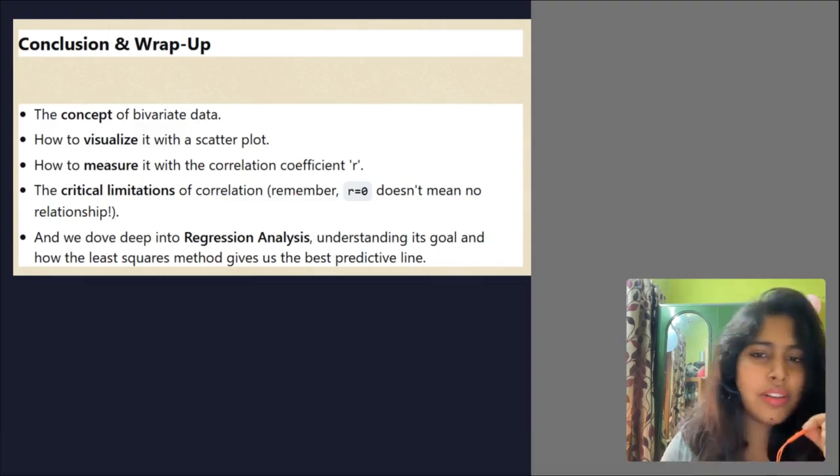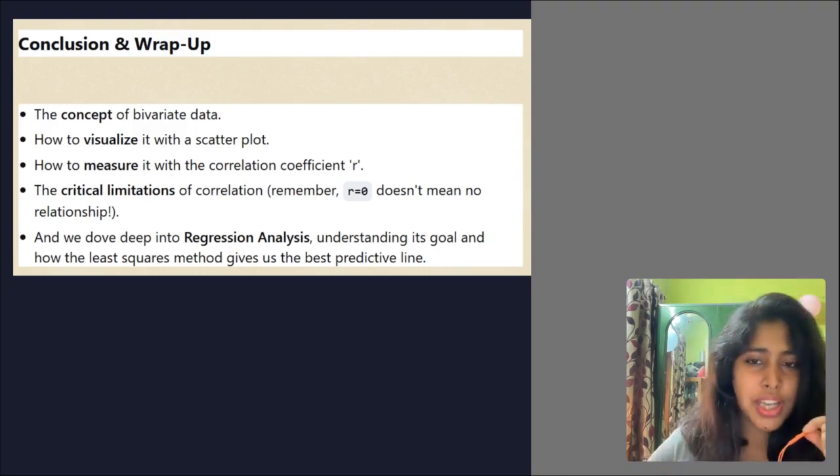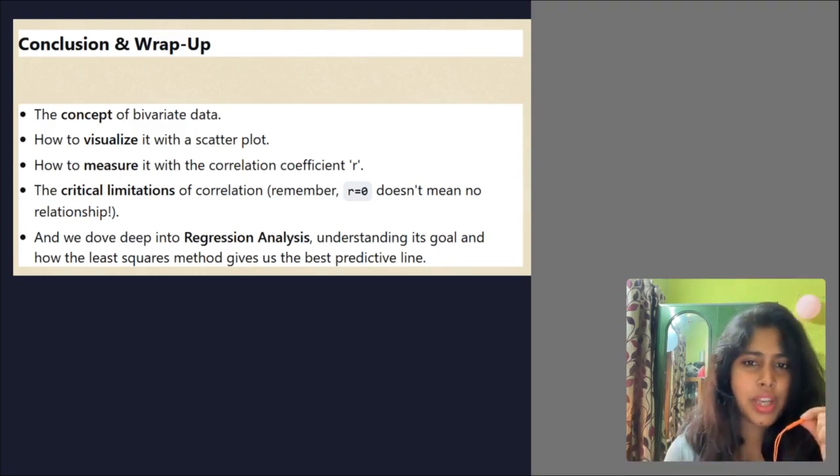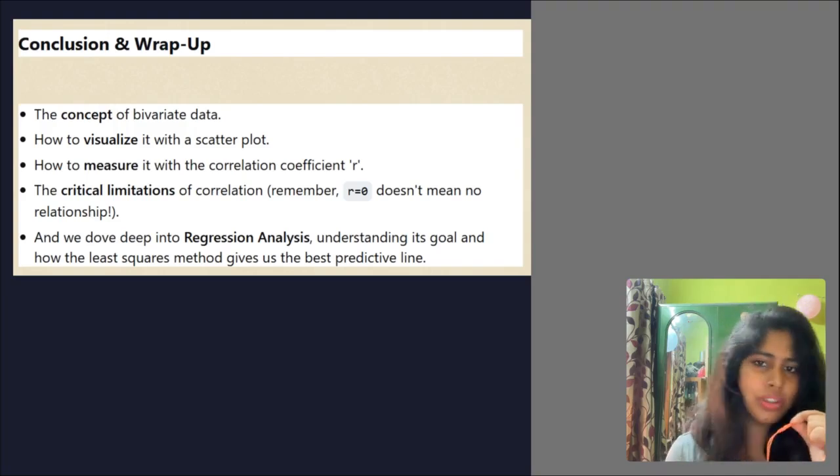Okay? Now, it's done. Conclusion and wrap up. So let's wrap up what we have solidified in this review. First, the purpose of bivariate data. Number two, how to visualize relationships with a scatter plot. Number three, how to measure them with the correlation coefficient. Number four, the critical limitations of correlation and the transition to regression for making predictions. You now have a rock solid foundation, right? You understand the what and the why. In our next video, we'll master the how.